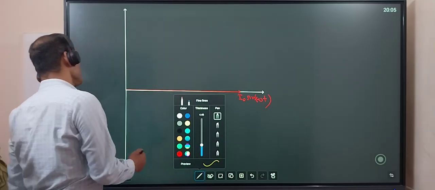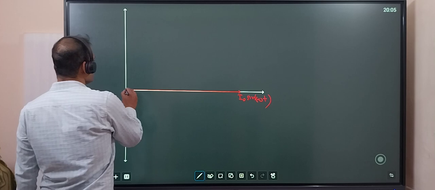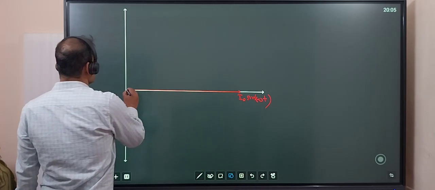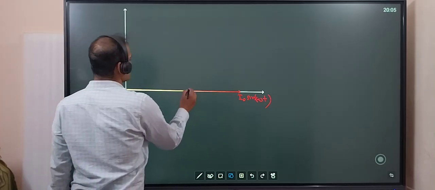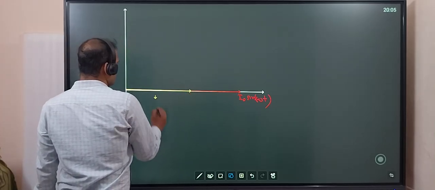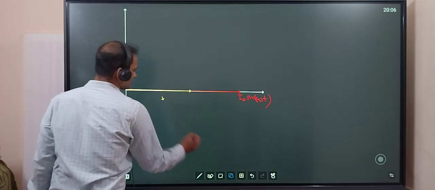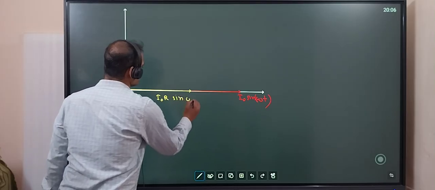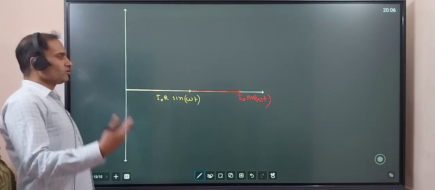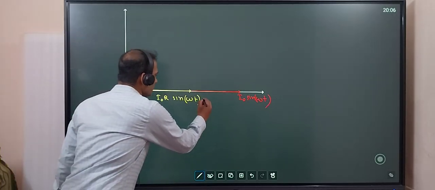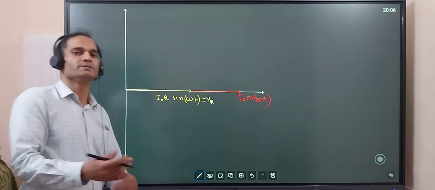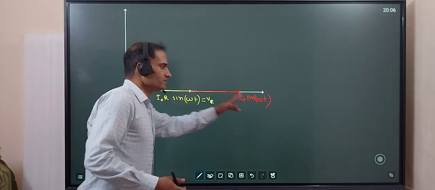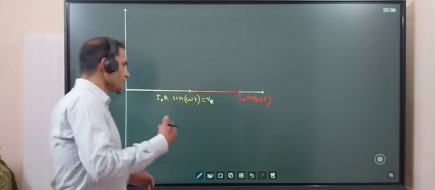has three parts, okay. First part was voltage across the resistance, right? Voltage across the resistance was I naught R sine omega t. So what is happening? I will call it VR. This is the voltage across the resistance. It is in phase with the current, okay, and voltage.